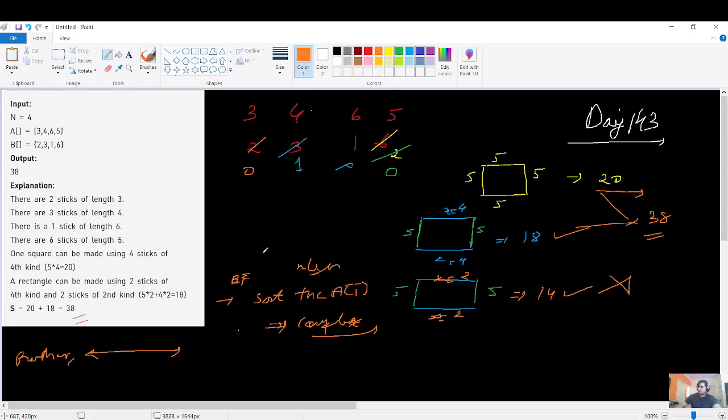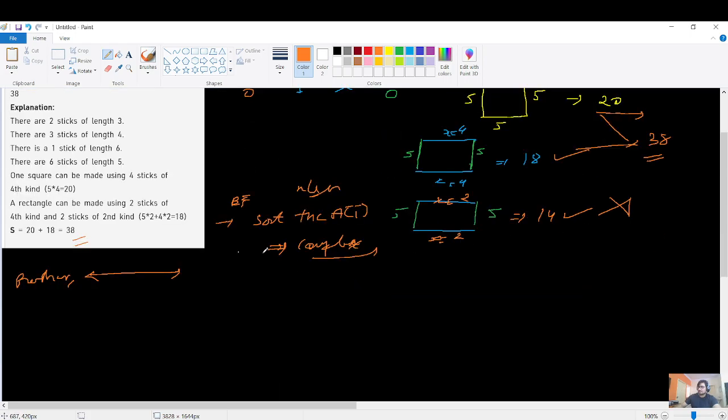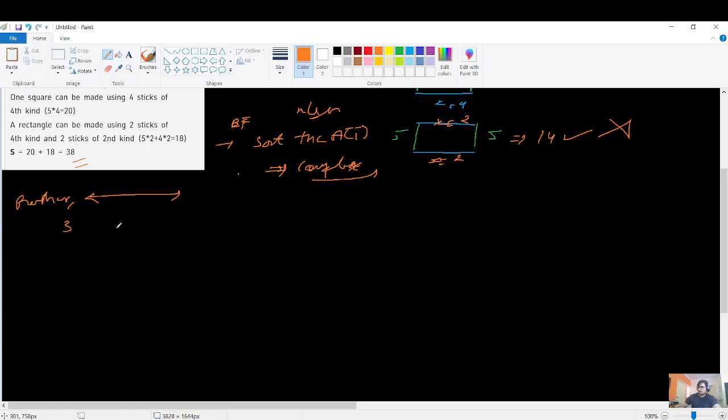So let us visualize this thing again. Let us write the test cases again. So we have the test cases as 3, 4, 6, and 5, and the lengths as 2, 3, 1, and 6, right? One thing I can say is that let us start from the basics. Suppose this is a square which has sides of equal length, and suppose this is a rectangle which has the length, right, and which has the breadth, right?